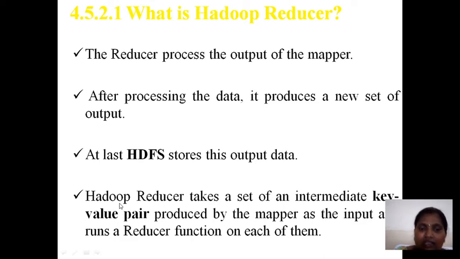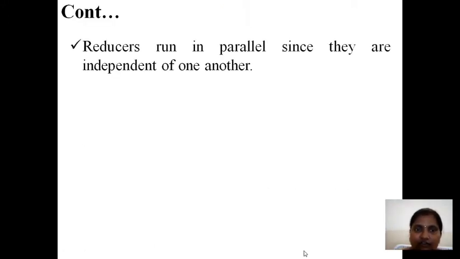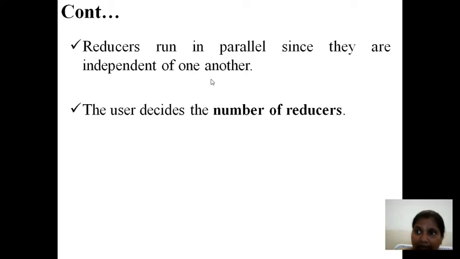See, Hadoop reducer takes the set of intermediate key value pairs produced by the mapper as input and runs a reducer function on each of them. Reducers can run in parallel since they are independent of each other. Mappers can also run in parallel, but we need some shuffling and sorting before feeding to the reducer. The user decides the number of reducers.